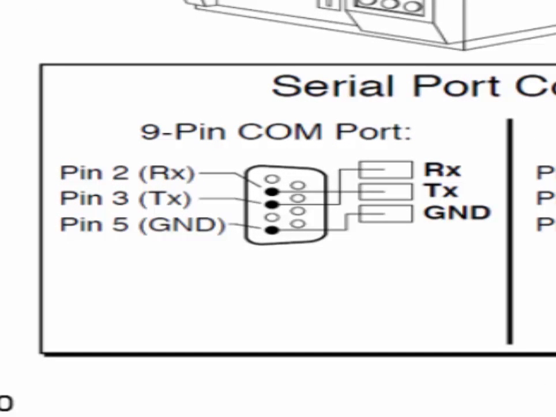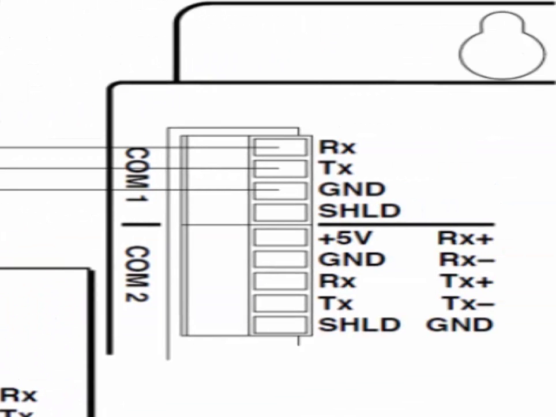Pin 2 on the PC is RX, which is receive. This will get connected to the TX on the 6000. Pin 3 is the TX, which is transmit. That goes to RX on the 6000. Pin 5 is ground. Many of the 6000 products have a second serial port.